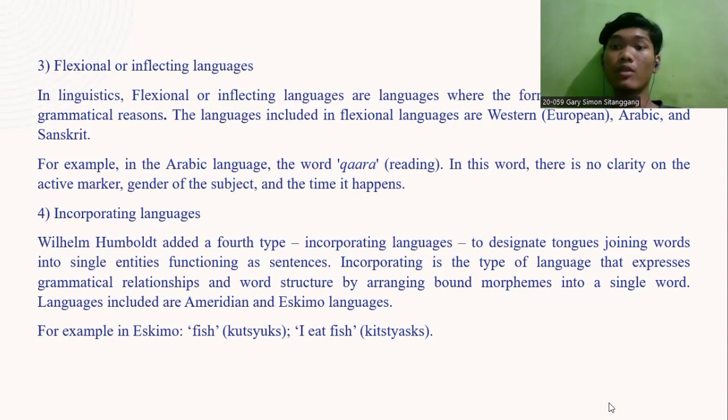Incorporating is the type of language that expresses grammatical relationships and word structure by arranging bound morphemes into a single word. Languages included are Amerindian and Eskimo languages. For example, in the Eskimo language, fish is kutshuks and I eat fish is itchaks.